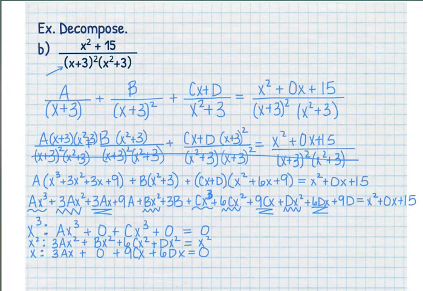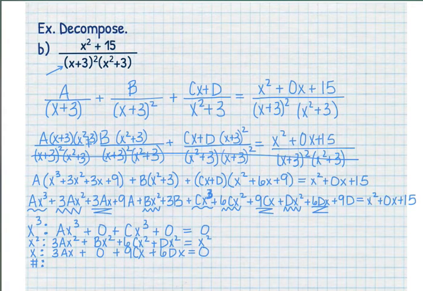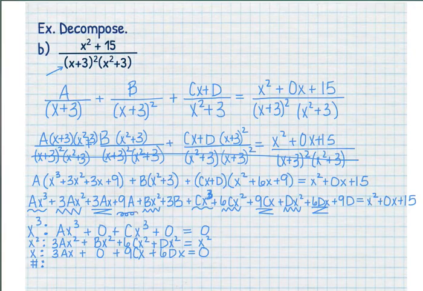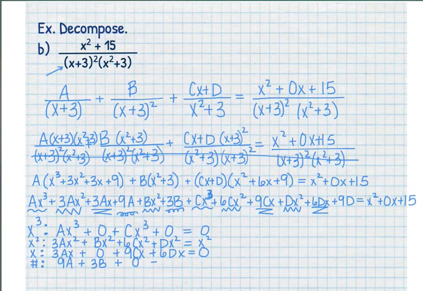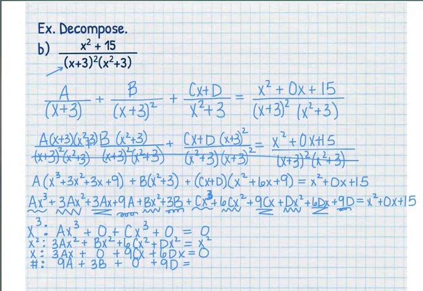Then we'll make an equation out of our plain old numbers. We have a 9a plus a 3b plus no c, so we'll put a 0 plus. Then we've got a 9d, and that's going to be equal to 15 over on the other side.